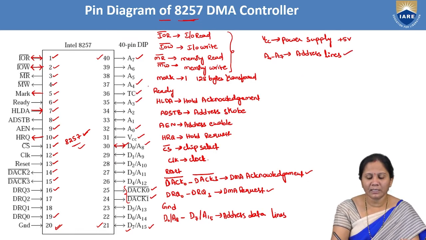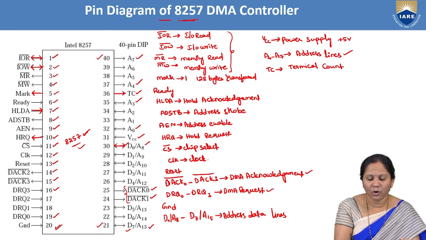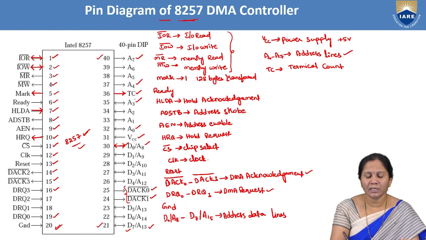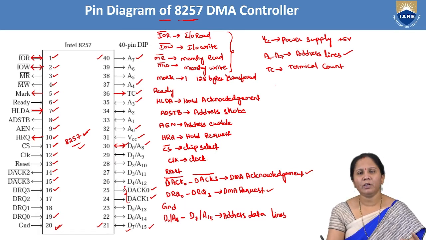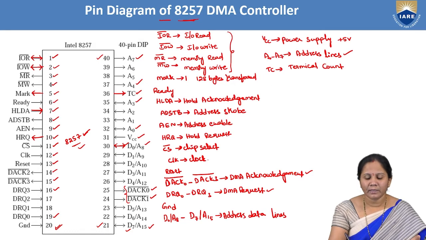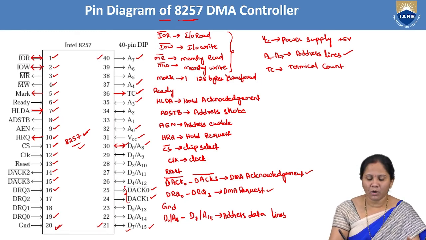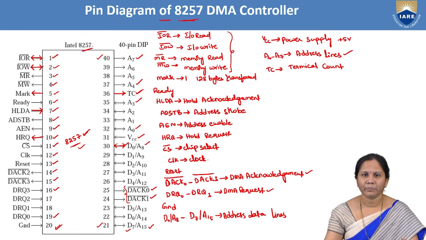And the next signal is TC. TC represents terminal count. Terminal count. This signal is also an output signal. So when this signal is enabled, it means the DMA cycles have been completed. So these are all the 40 pins available in this 8257 DMA controller.